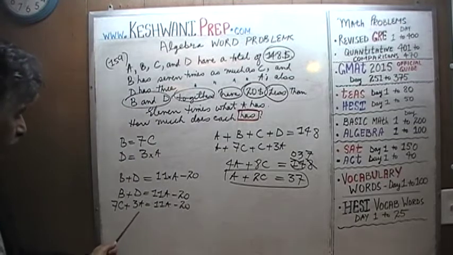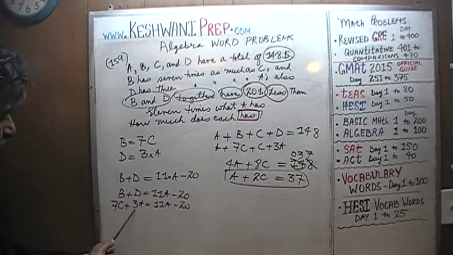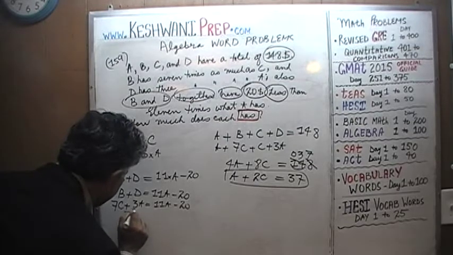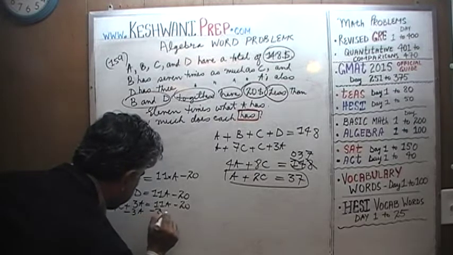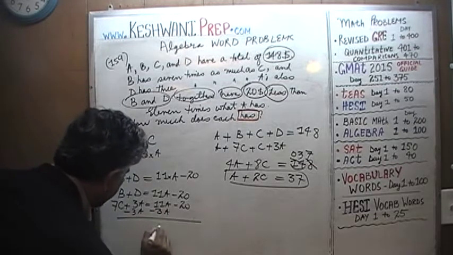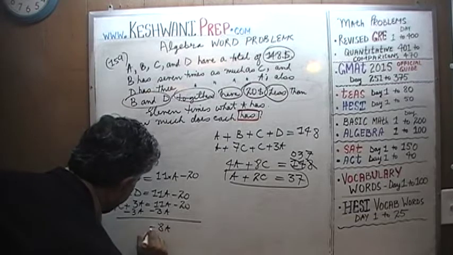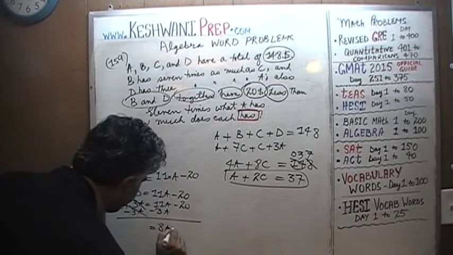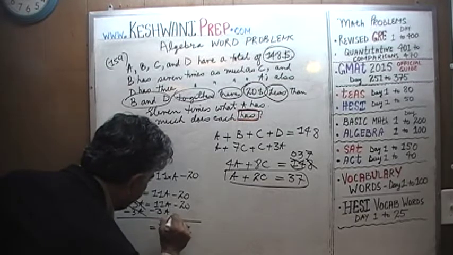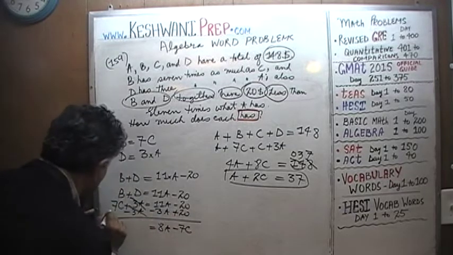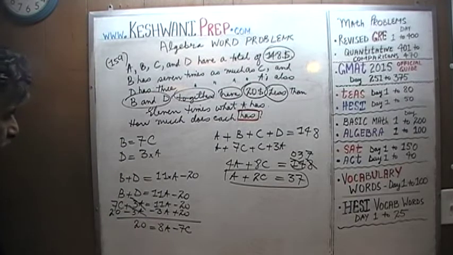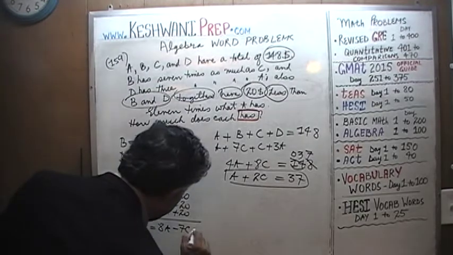Bring everything on this side. So if you bring 3A on this side, subtract 3A from both sides. So we're going to end up with 8A here, and this 3A is going to drop out. Bring the 7C on that side, minus 7C, and bring the 20 on this side. Voila. I'm going to rewrite this equation, or we can just leave it like this and put a 20 here.